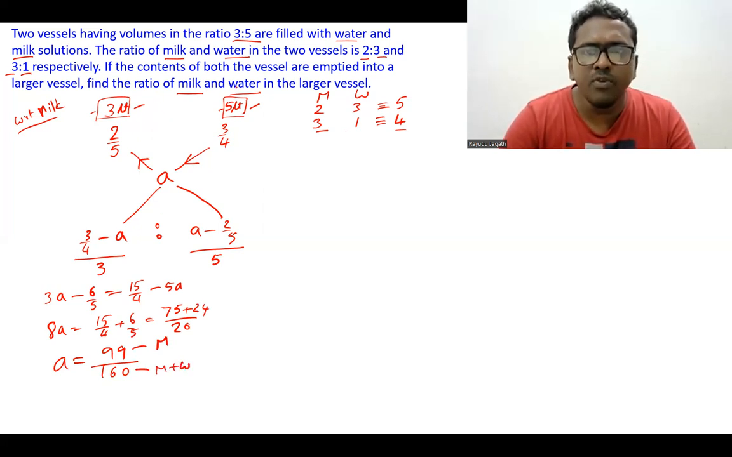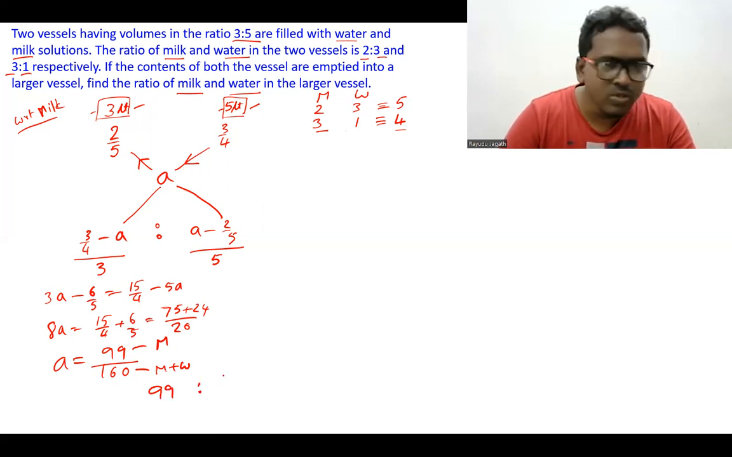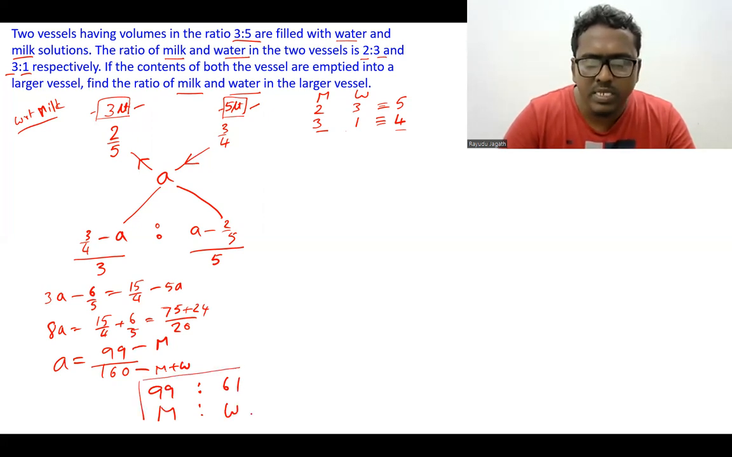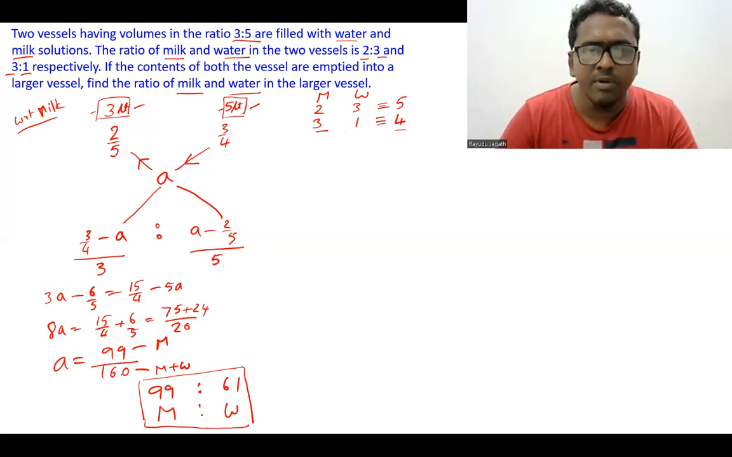find the ratio of milk and water in the larger vessel. So milk is 99 liters and water is the remaining: 160 minus 99 is equal to 61. 99 is to 61, right? So the milk content to water content in the overall mixture is 99 is to 61. This is the answer, not 99 by 160.